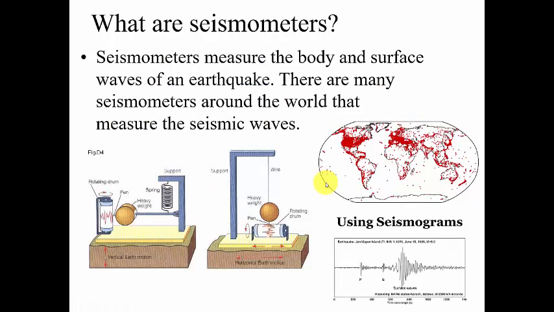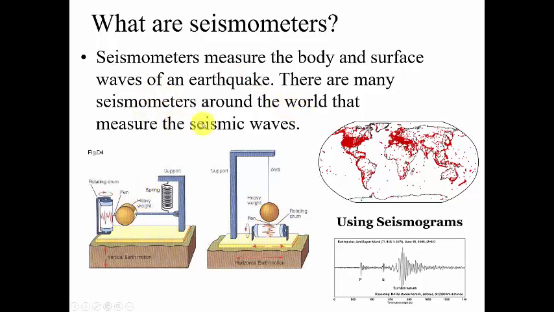So what are seismometers? Seismometers measure the body and surface waves of an earthquake. And also I should add, of all types of earthquakes. So right here, if you look, there's different ones. This one measures more the movement of the earth going up and down, vertical movement, and this is measuring more horizontal movement. And this is usually a very heavy pendulum.